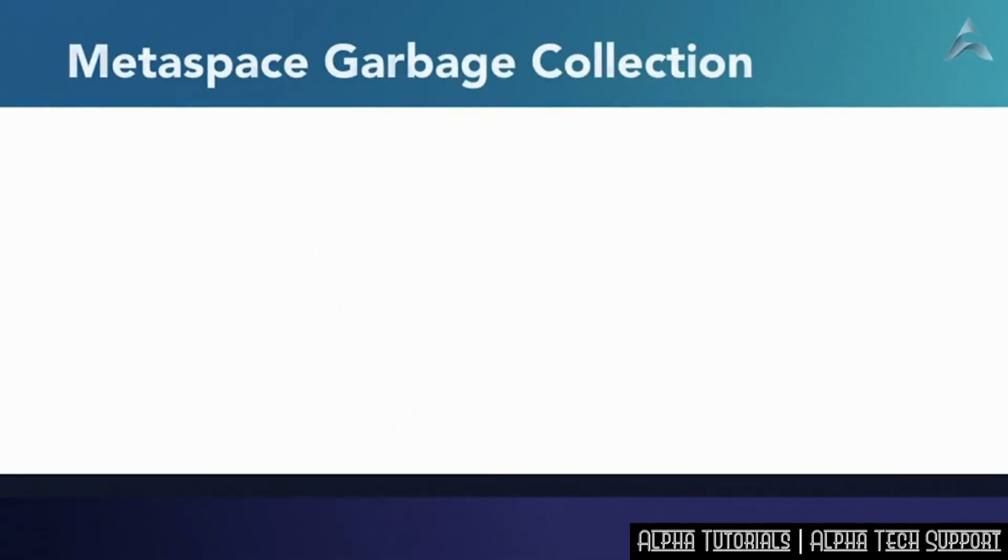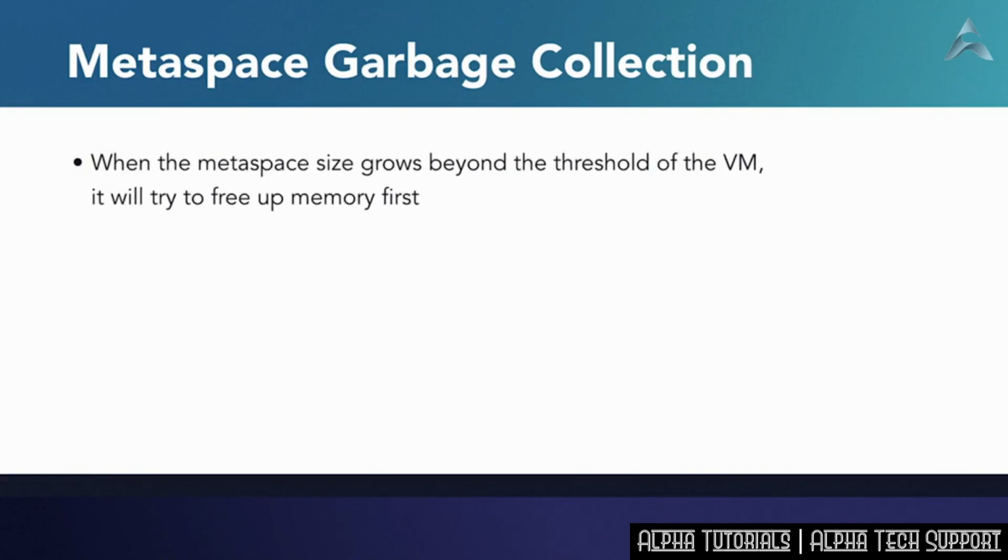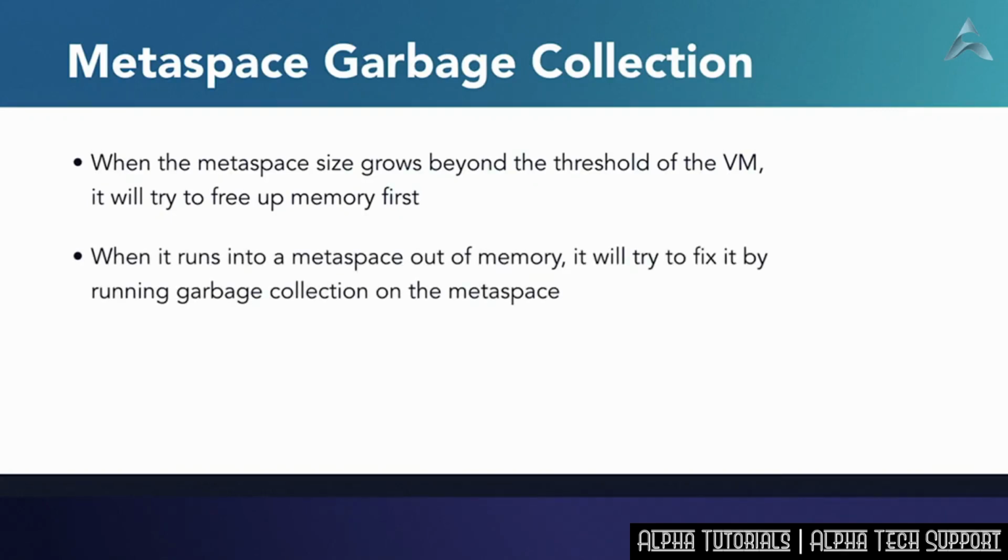I actually already said that the metaspace works differently for garbage collection, and there's only two triggers that can actually start the garbage collection on the metaspace. The first one is when the metaspace gets allocated and it grows beyond the threshold of the JVM, it will try to free up memory first. This is a special threshold that we'll see later. The second trigger is when the metaspace runs out of memory. It will try to fix this by running garbage collection on the metaspace. So these are the only two events that will trigger garbage collection on the metaspace.